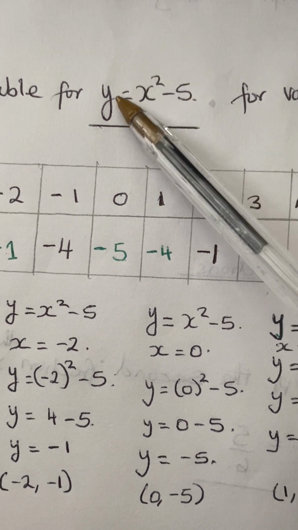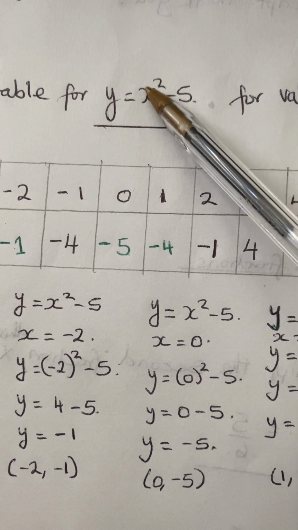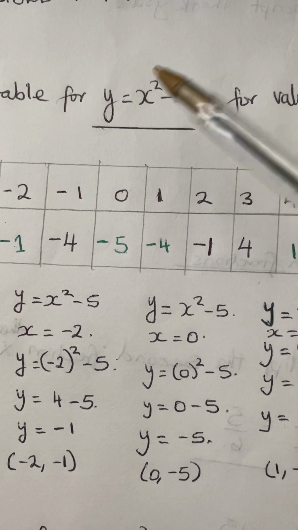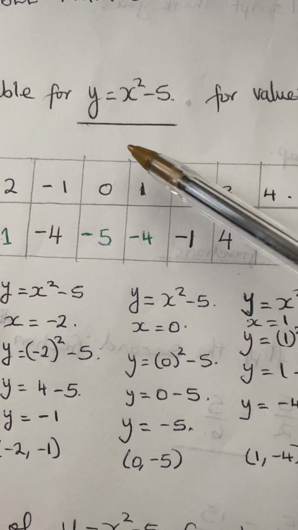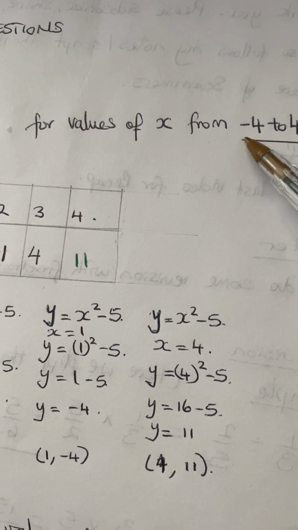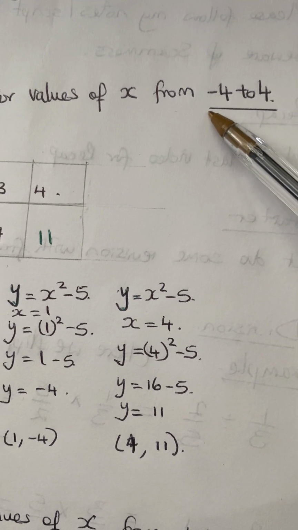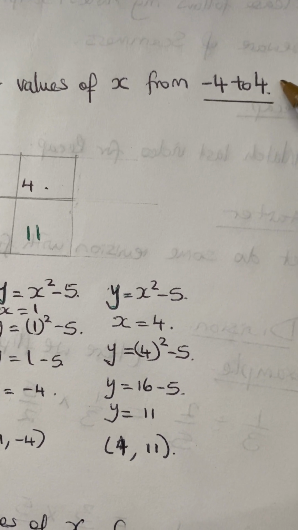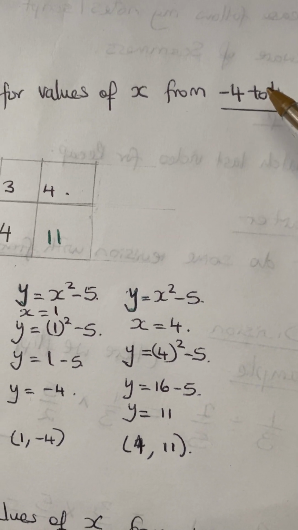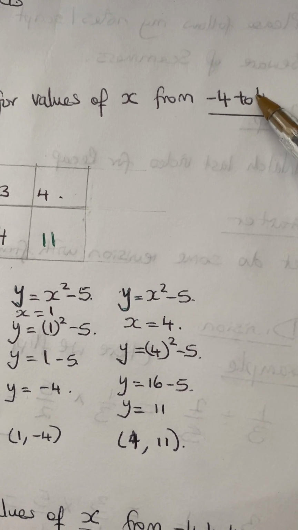We said immediately you see x squared, it becomes a quadratic graph. So it will be a parabola, for values of x from minus 4 to 4. They can say minus 3 to plus 3. So just do as they've asked you to do.